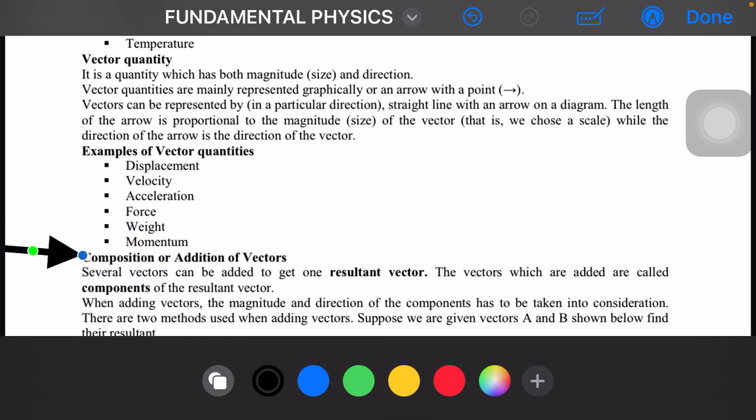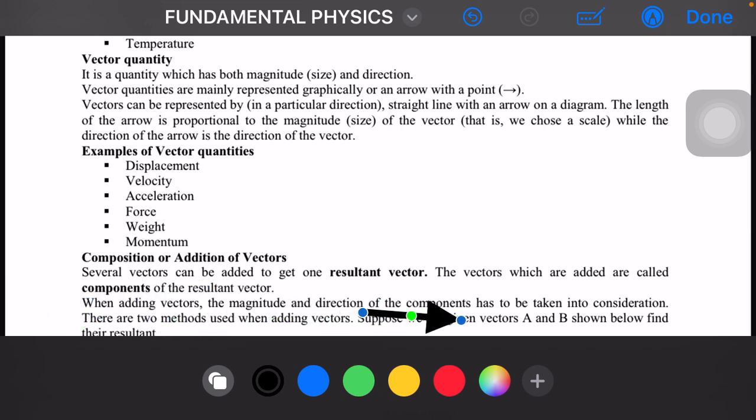So, combination or addition of vectors. That's what we're going to look at. Several vectors can be added to get one resultant vector. The vectors which are added are called components of the resultant vector. I hope we are clear here. The vectors which are added are called components of the resultant vector. When adding vectors, the magnitude and direction of the components have to be taken into consideration. There are two methods used when adding vectors.